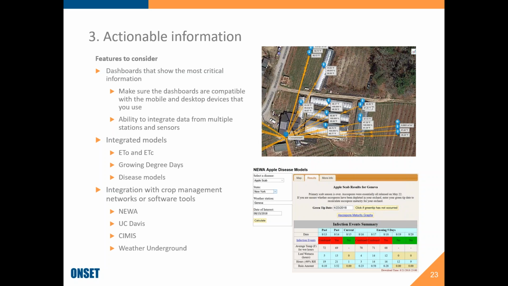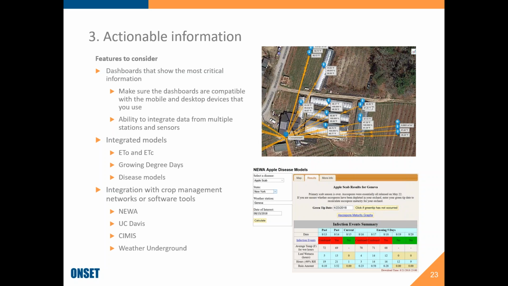So that disease model I showed you on the right is from NEWA, which is a network that's in the Northeast here. I think it covers 16 or 18 states in the Northeast that are part of this, and it provides things such as apple disease models to help growers in those areas make their crop management decisions. And you can either access the data through their network of other stations, or you can have a station installed on your site so you can get very site-specific disease models to help make your decisions.